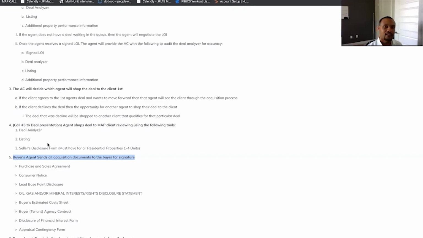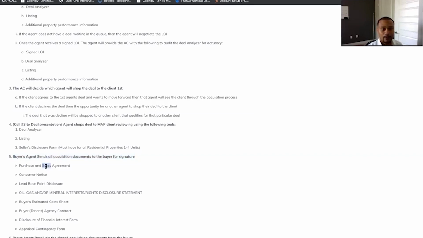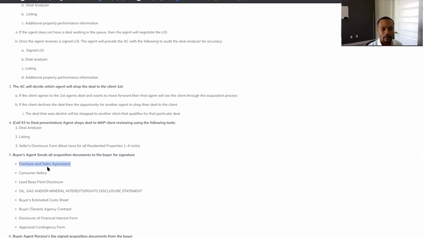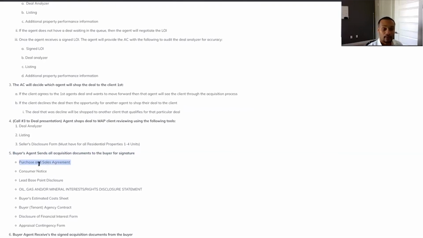We need you to sign the agreement of sale, which is the purchase and sale agreement, the contract. We also might need you to sign additional documentation to lock this property down so that we get it off the market and no one else can submit an offer and get that property. So these are some of the documents we have the map client sign.